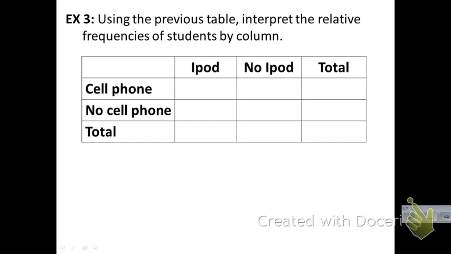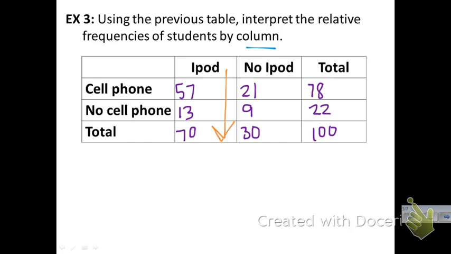You will not do this in your homework. You'll get a new set. And now we're going to compare it by column. So I'm going to fill those numbers in again, and then we'll talk about how to do the relative frequencies by column.